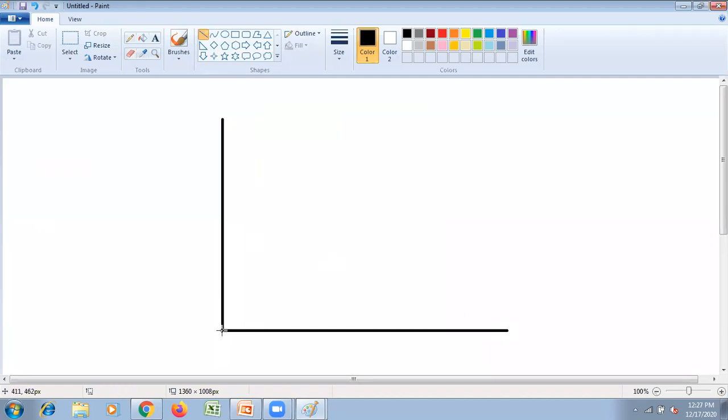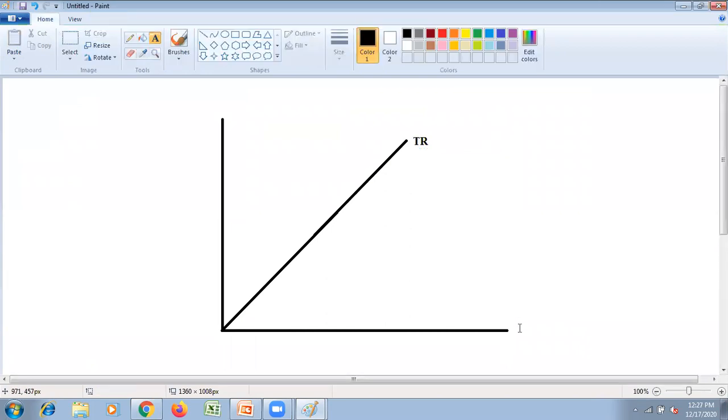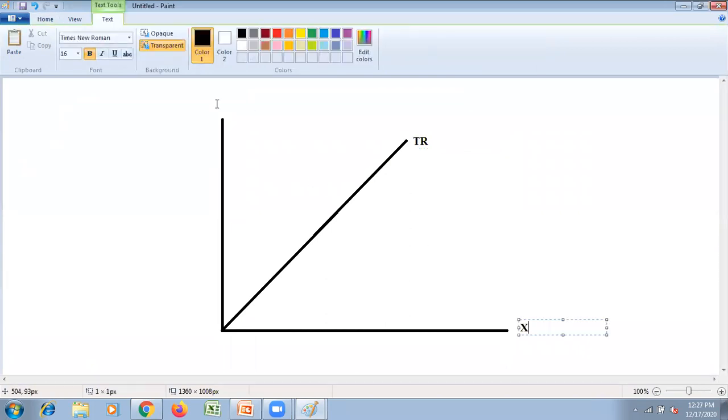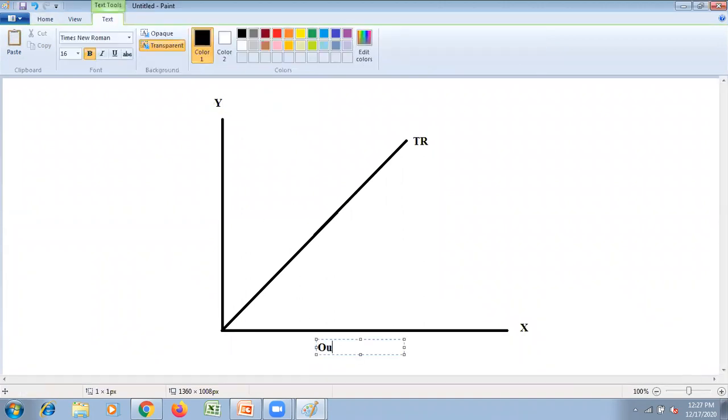Okay, you know that the total revenue curve always starts from zero because if there is no production, there will be no sales as well. So, total revenue curve always starts from the origin. We take x-axis here and y-axis here, and on x-axis we take output, and obviously we assume whatever output that is produced is sold in the market as well. Although it's a wrong assumption, we assume that while using this concept.